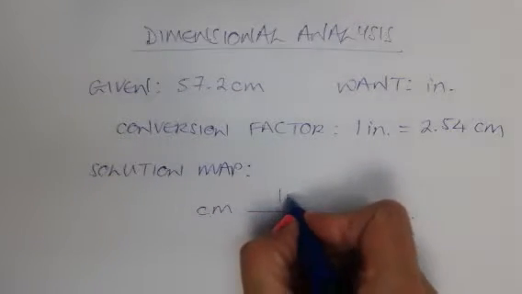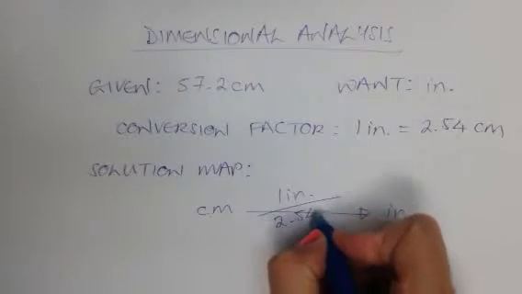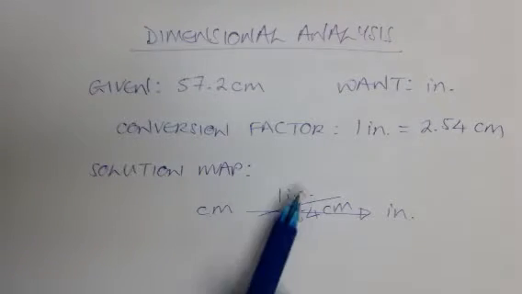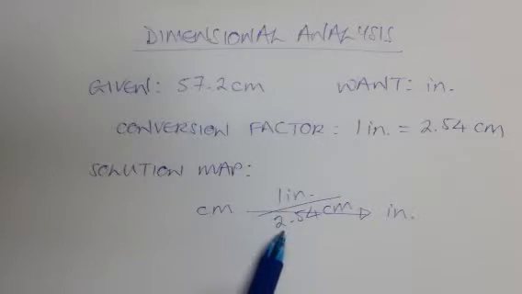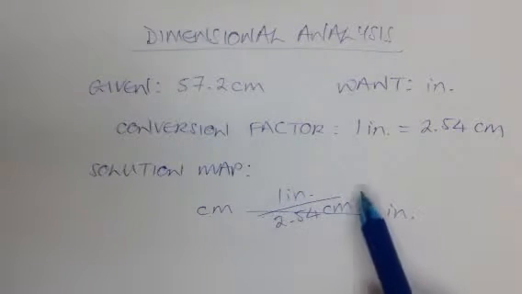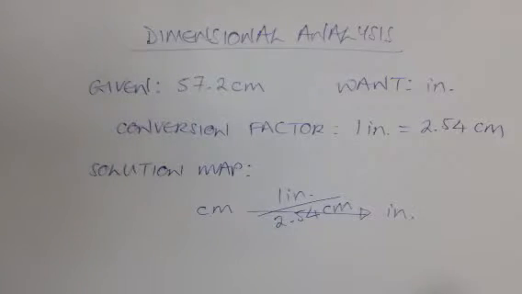So I'm going to write it as 1 inch per 2.54 centimeters. And that's what I mean by a per expression. There are so many of these per so many of these. Instead of saying over when you see this line, go ahead and say per. 1 inch per 2.54 centimeters.